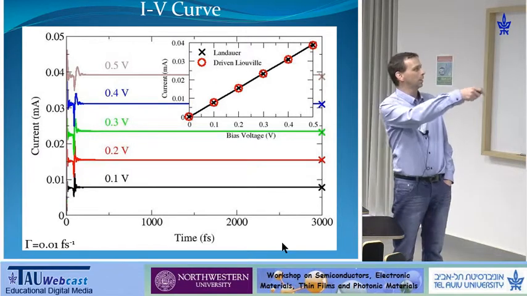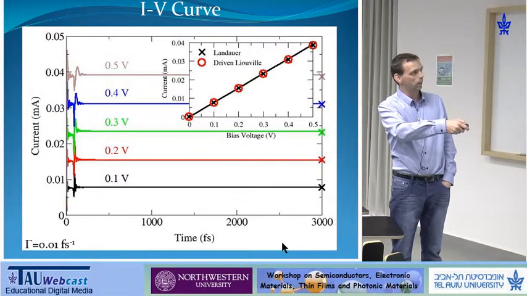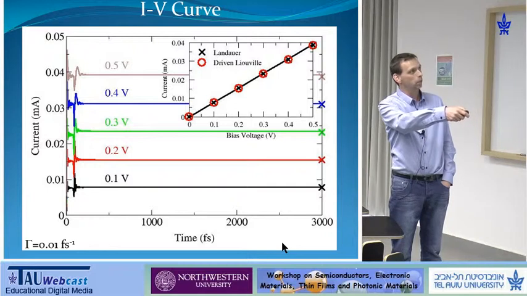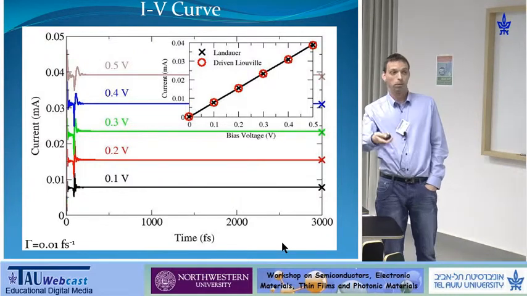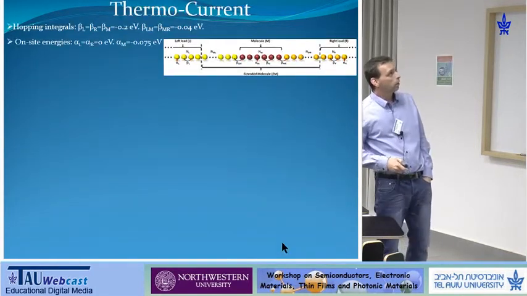So basically, you can get the current versus time for various bias voltages, and then you can just plot the steady state current as a function of bias voltage, and compare it to the correct result, the Landauer result, and you get very good agreement, which gives you some kind of confidence in the method. We can do even more than that.